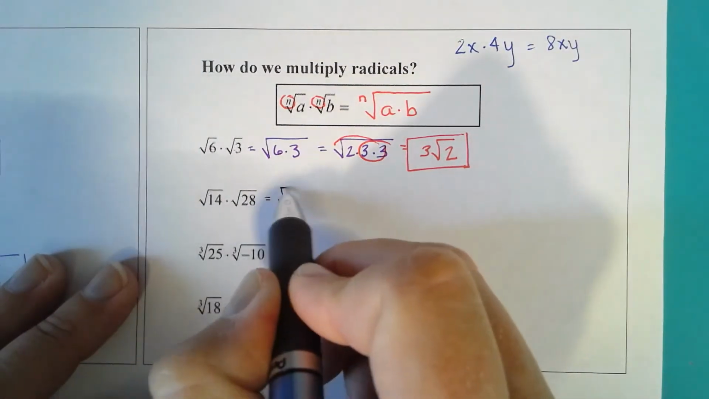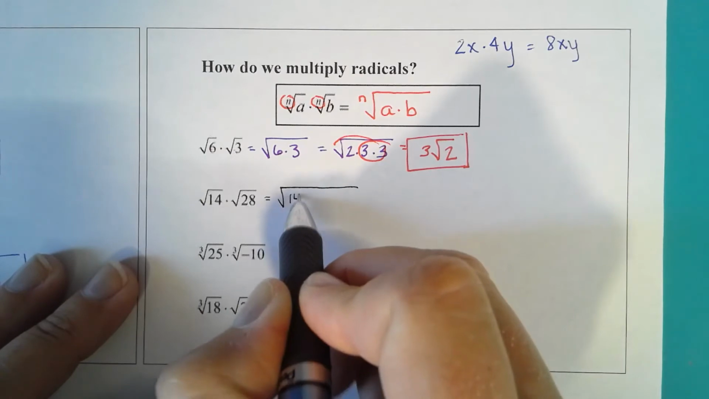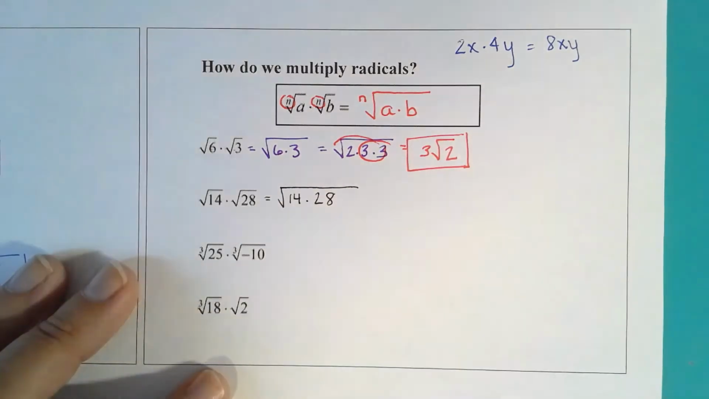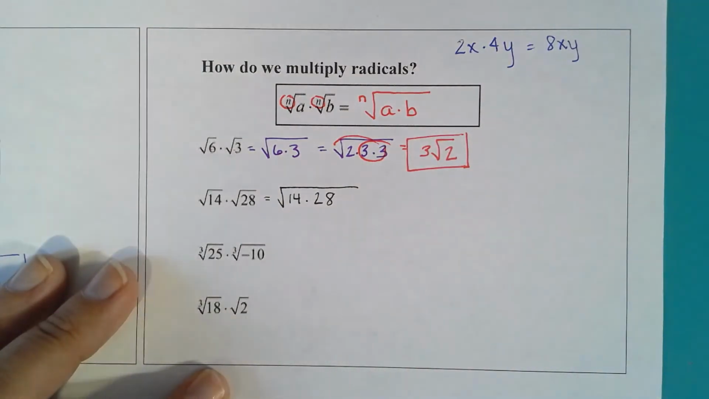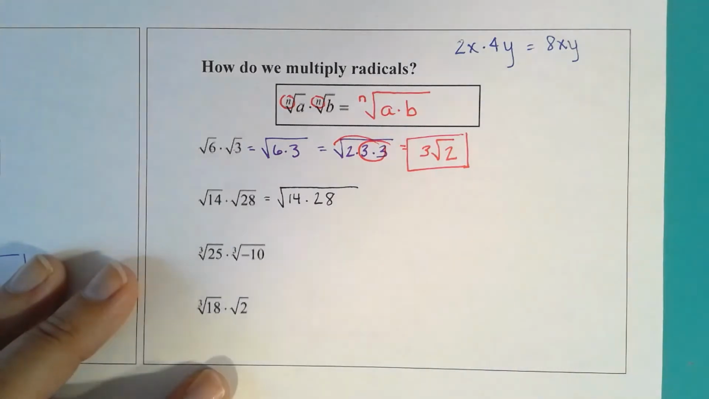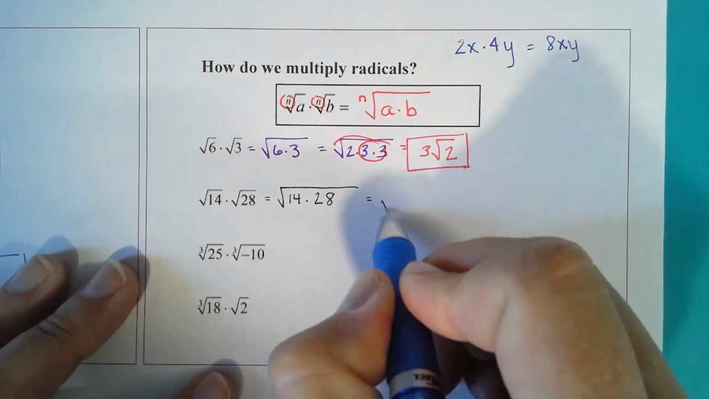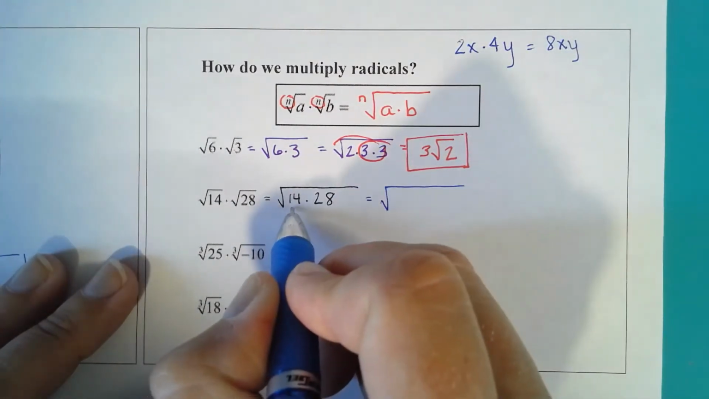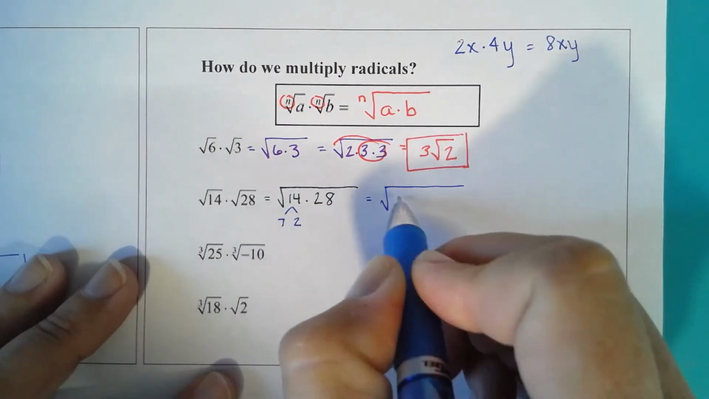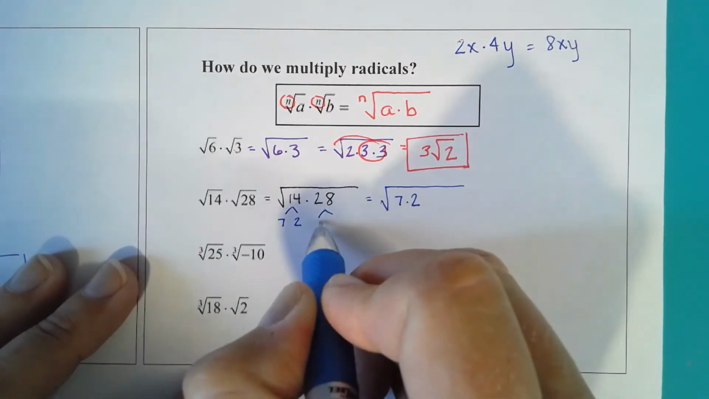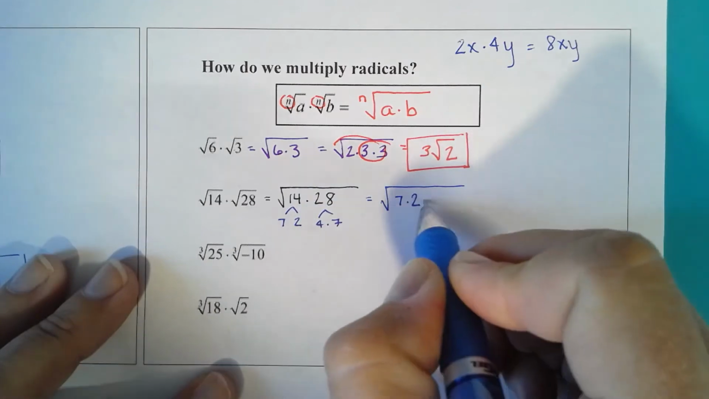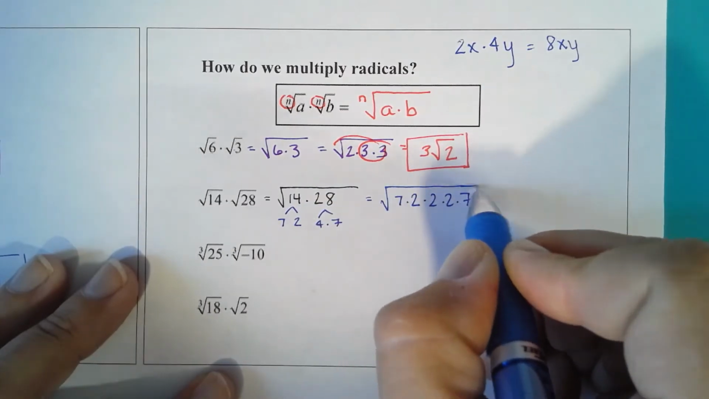I don't know what 14 times 28 is, and even if I grabbed a calculator, I wouldn't want to do it, because then the next thing we're going to try to do is break it up. So we put the multiplication under the same radical, and then I start breaking things up. The 14 breaks into a 7 and a 2. The 28 breaks into a 4 and a 7, and that 4 breaks into a couple more 2's.